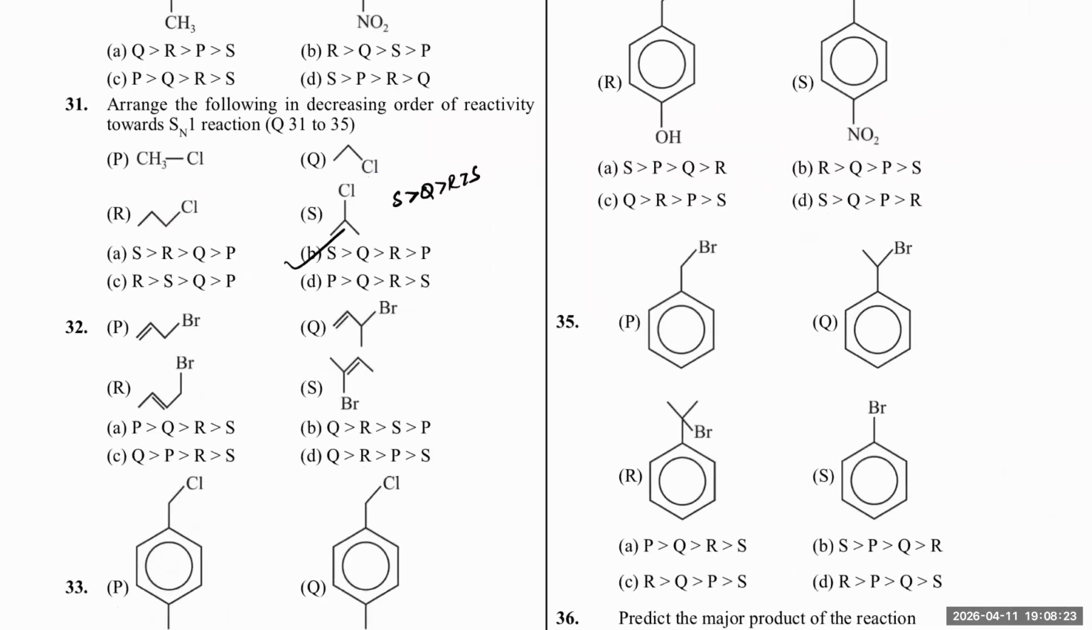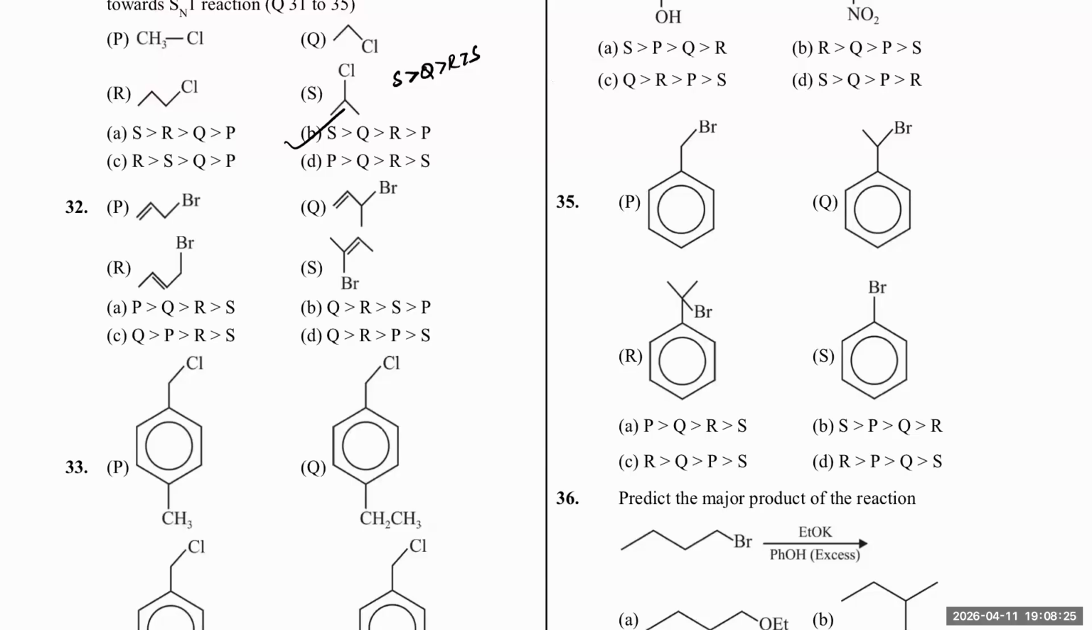Okay. Next, 32. Resonance. This is a simple allyl. This is an allyl at a secondary position. Allyl at secondary position. And this is vinyl. Vinyl is a highly unstable form. Okay. So allyl at secondary position, this will be the most impressive one. So Q, then R, then P, then S. Okay. So QRPS.